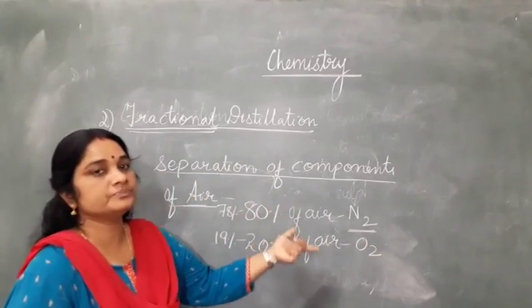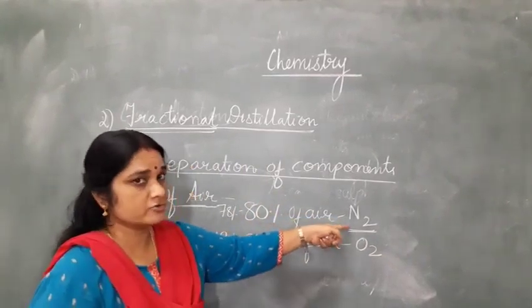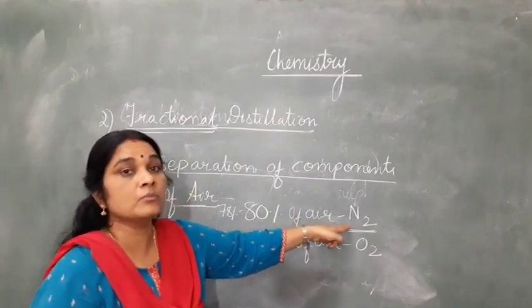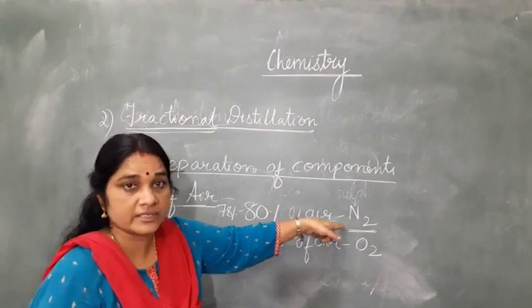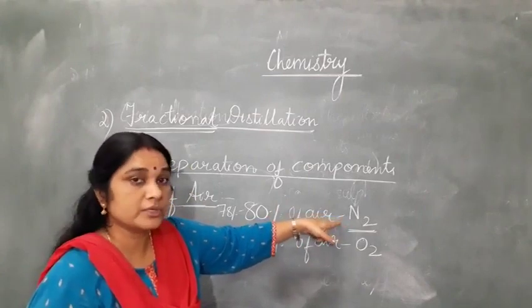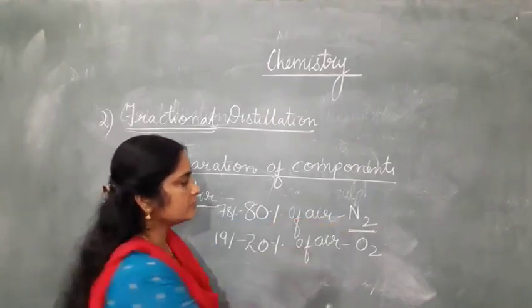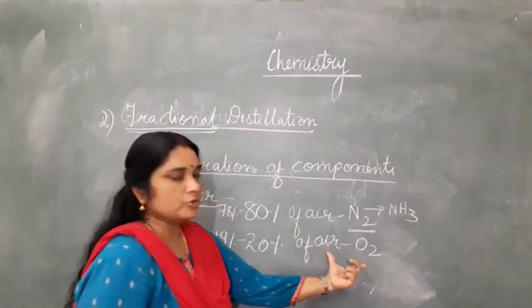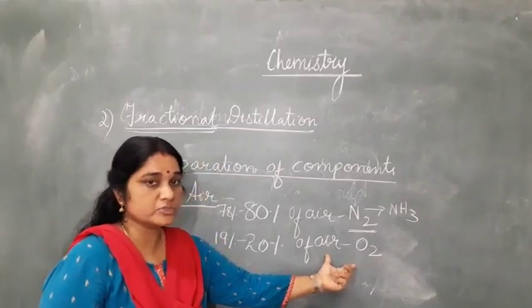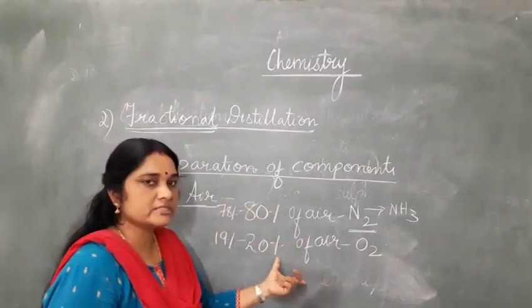Suppose we want to separate these mixtures of gases. We want to get nitrogen. Nitrogen is very important. It is used for making ammonia, NH3, which is used as a refrigerant in refrigerators and a cooling agent for storing food. And you know the oxygen cylinder which is used in hospitals. So from the air, these two components can be separated.